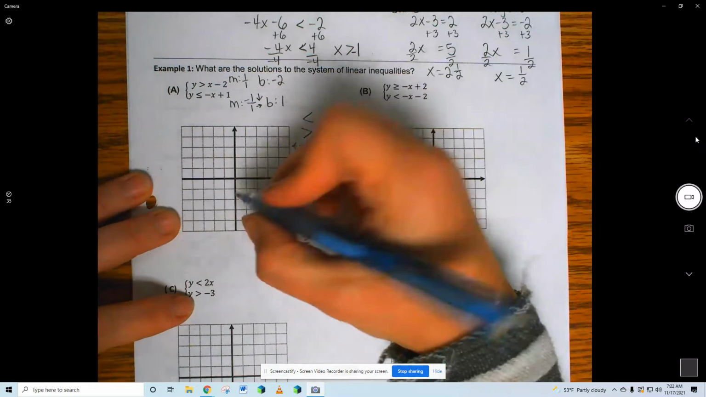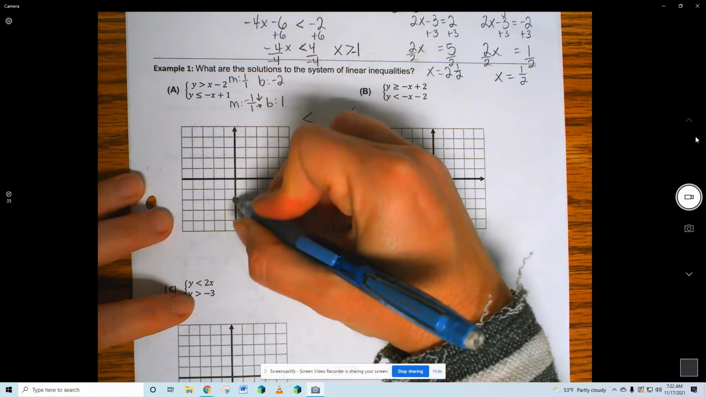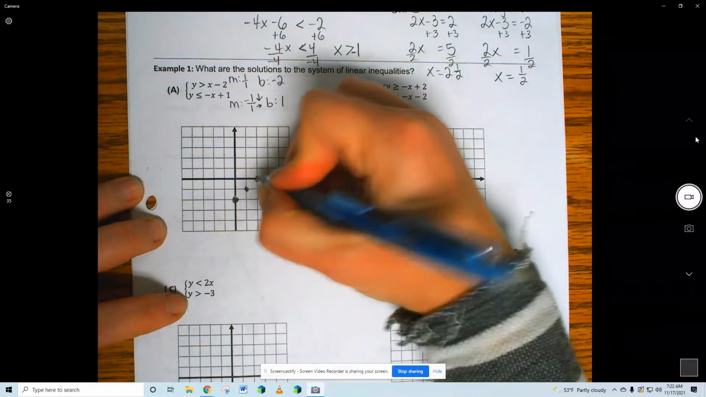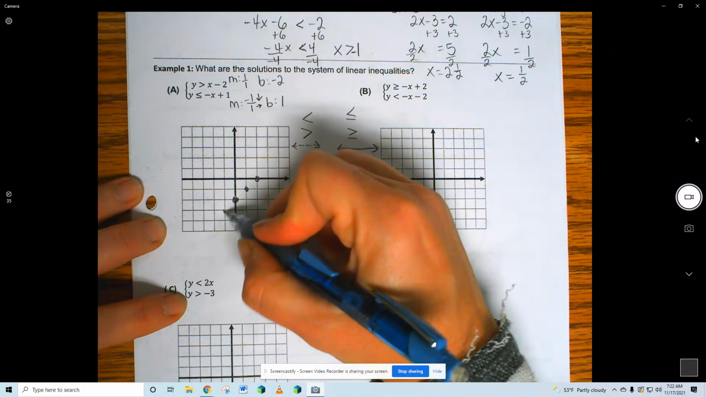Okay, begin at negative 2. Rise 1, run 1. Rise 1, run 1. This is my first line. I'll do it in pencil.